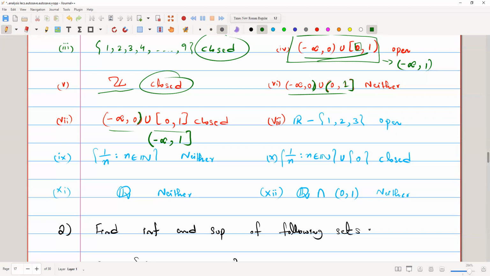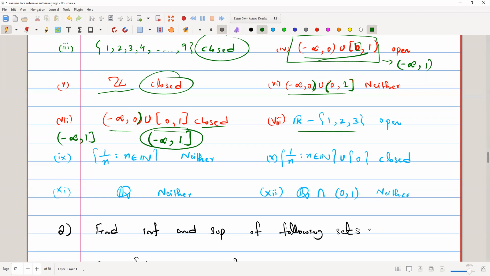So by that definition, if a set contains all its limit points, then it's closed. We can say that this set is closed because it contains all its limit points. Okay, so the limit points of this set will also be negative infinity to 1, like this. So this is a closed set.